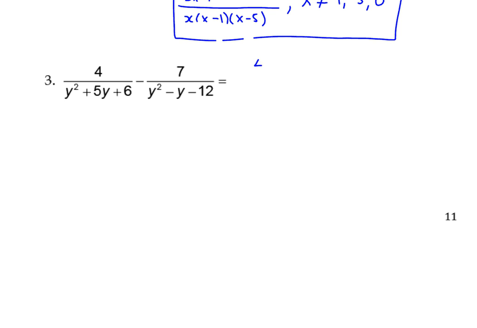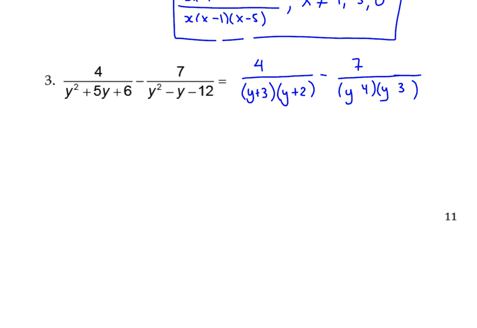What does that factor to? Two numbers that multiply to 6 and add to 5: 3 and 2. Two numbers that multiply to -12 and add to -1: 4 and 3, who's negative? 4 is negative. Good. So what's missing from the first denominator that's in the second? What does this guy over here have that this one doesn't? The y minus 4, right? So it's missing the y minus 4. We're going to multiply top and bottom by y minus 4.